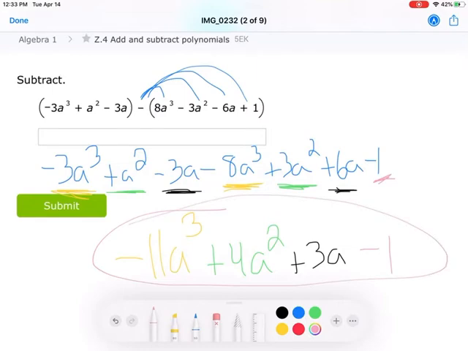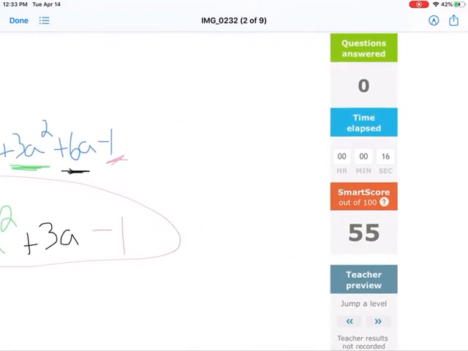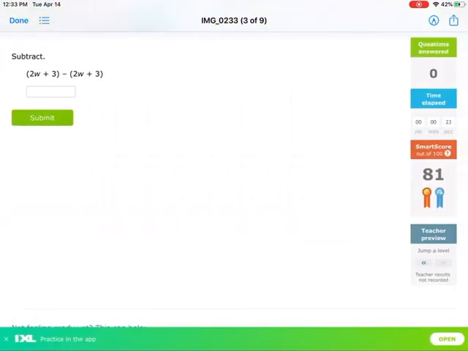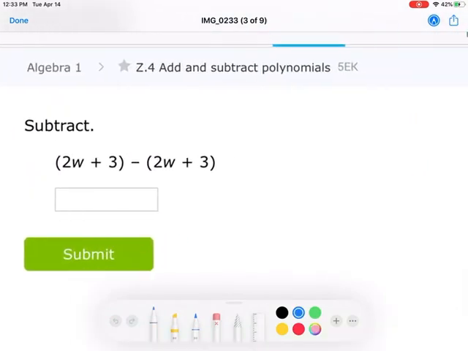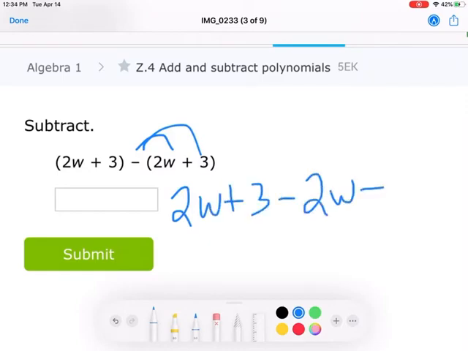Woohoo, we're all geniuses. All right, done with the second level. Third level. This smart score of 81. So again, we have subtraction. You're subtracting both of those things. So it's really going to be 2w plus 3, that first thing, minus 2w minus 3. You're distributing the negative into there. Now combine like terms. Let's combine our w's, and then I'll put the 3's in yellow.